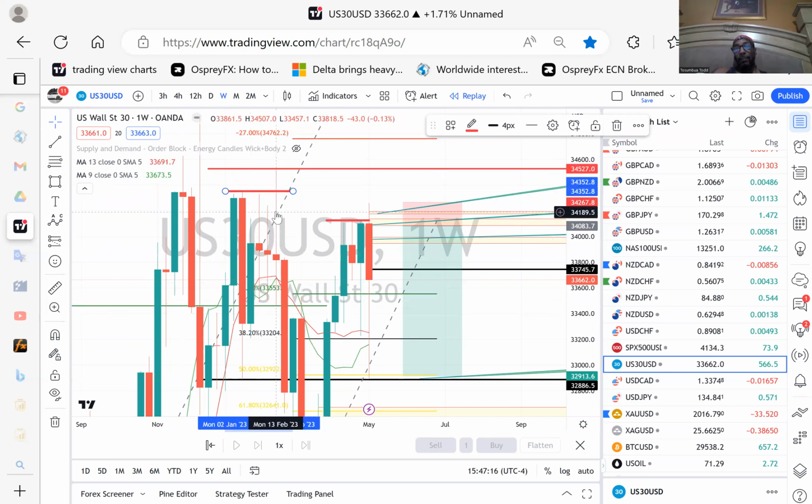So if you understand the ICT's power of 3, all that means is you're going to have accumulation. The market is going to go one direction to take liquidity, and then it's going to push hard in the opposite direction. That's the power of three. That's exactly the way that I trade these weekly candles.